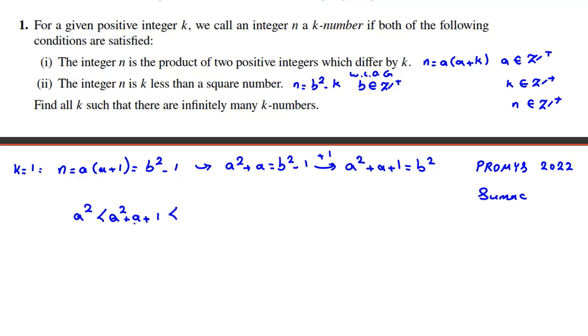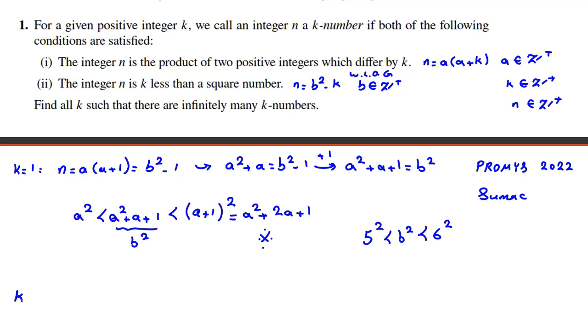Okay. Now a squared plus a plus 1. Let's say a plus 1 squared. Why? Because it's a squared plus 2a plus 1. Obviously, it is correct. So the number should be what? It should be b squared, like here. When a number, for example b squared, is greater than 5 squared and less than 6 squared, two consecutive perfect squares, b squared cannot be a perfect square. So here we reach a contradiction. So k equals 1 is not good.